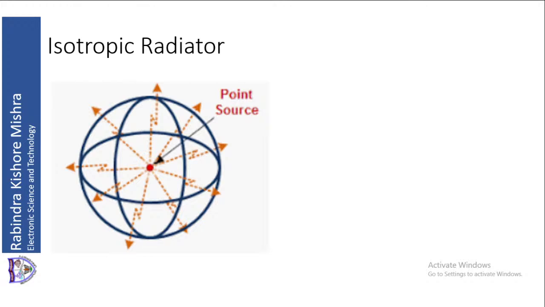That is what an isotropic radiator is. If you put an isotropic radiator at the center of a sphere, then everywhere on the surface of the sphere we get the same amount of radiation. It is fictitious because it is a point source. The isotropic radiator is a point source, and a point does not exist physically, therefore it is fictitious.